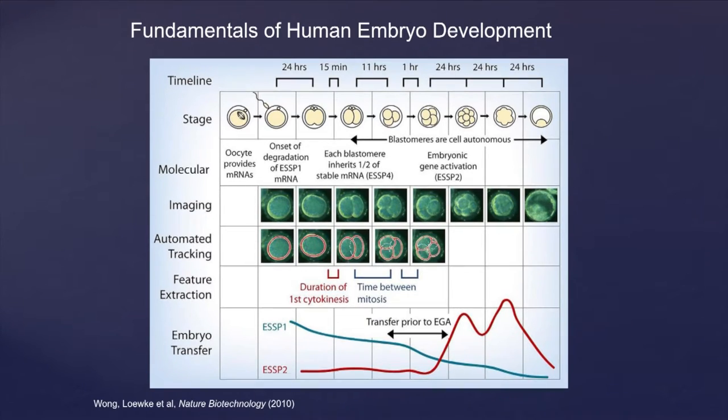And then the third parameter that predicts success or failure is, once there's 3 cells, the 4th cell should appear within 1 hour of the 3rd cell. And I can tell you a lot about the biology of why those dynamic parameters predict success or failure. But what we found is that they're telling us information about what's happening inside, or what we call the molecular health of the human embryo.